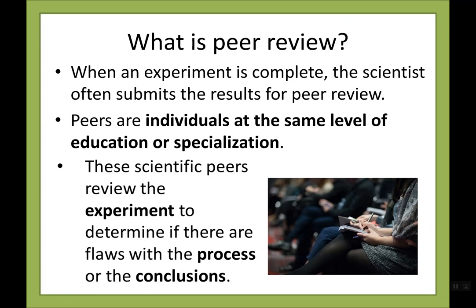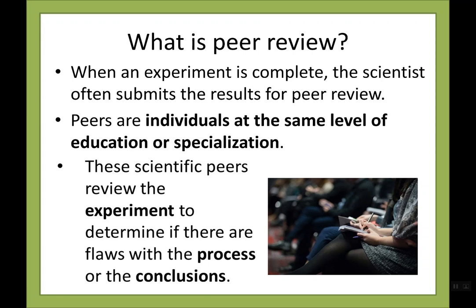So that would be an individual at the same level of education or specialization. And typically it's multiple peers. And they're basically going to check your work. They will take a look at how you performed the experiment, right? They're going to make sure it was a well-controlled experiment. They're going to make sure you had the correct processes. They're going to take a look at your data and see if you came to the correct conclusions with that data. So they are checking your work to make sure the correct scientific processes were followed.